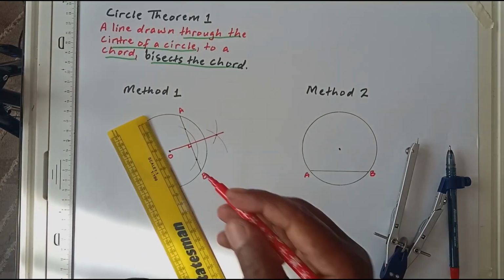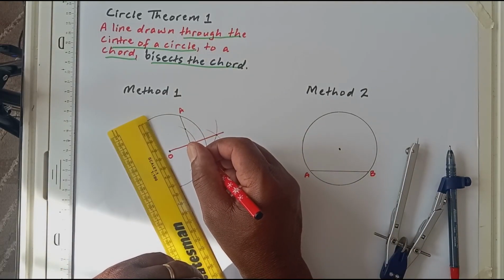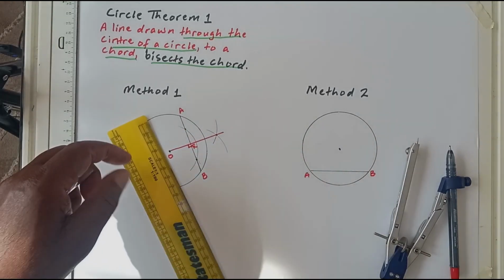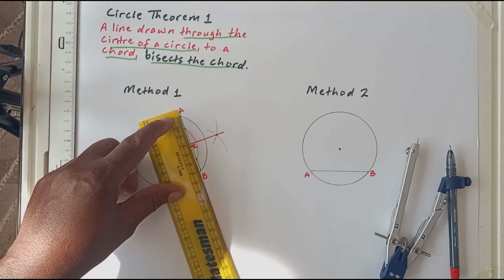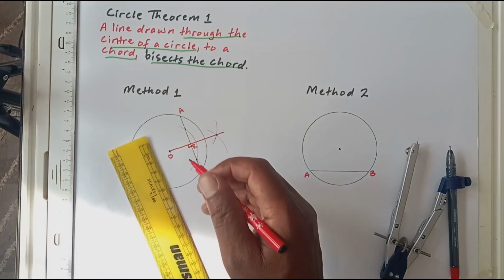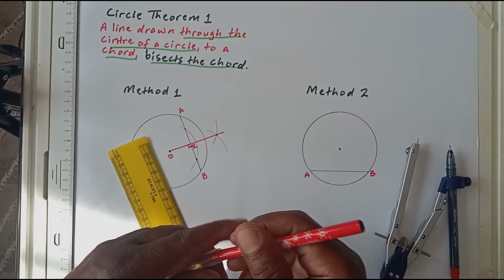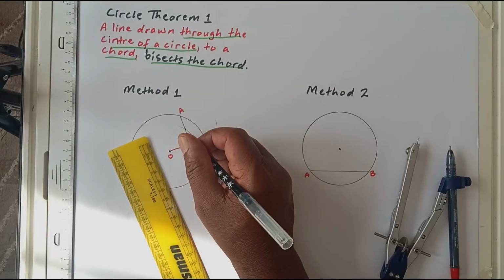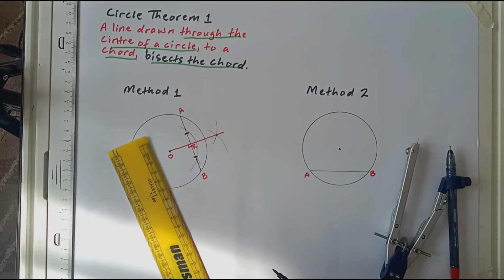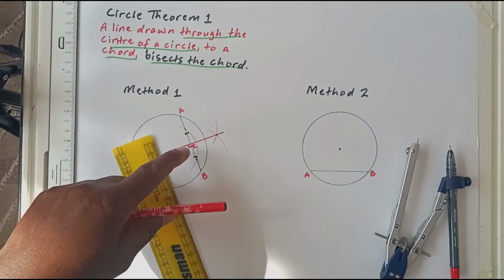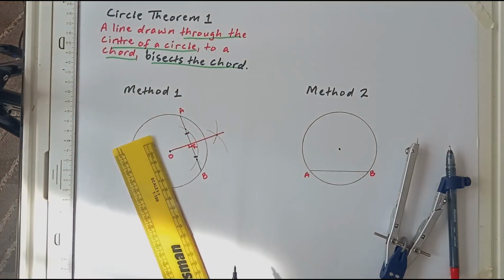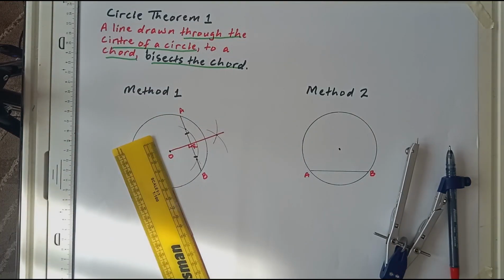So we are basically saying AB has been divided into two line segments, which is AE and BE. So AE is about 3 centimeters and BE is also 3 centimeters. So we can now indicate with the short lines that line segment AE is equal to line segment BE. So what we've done is in red, and the result is in black, the bisection of the chord. So this is method 1.